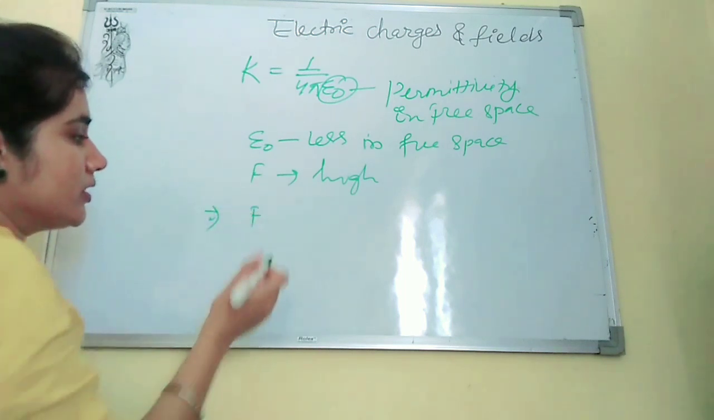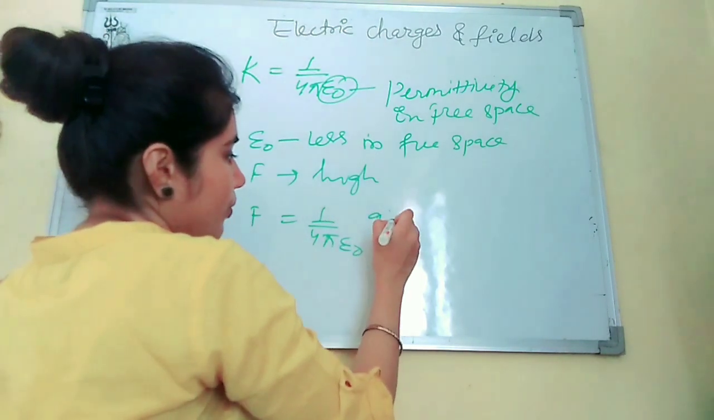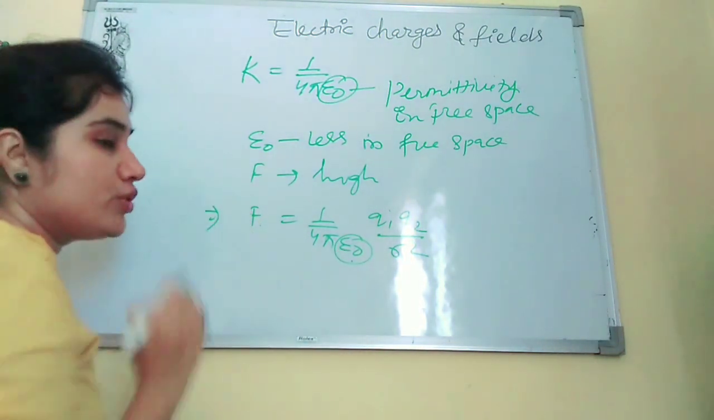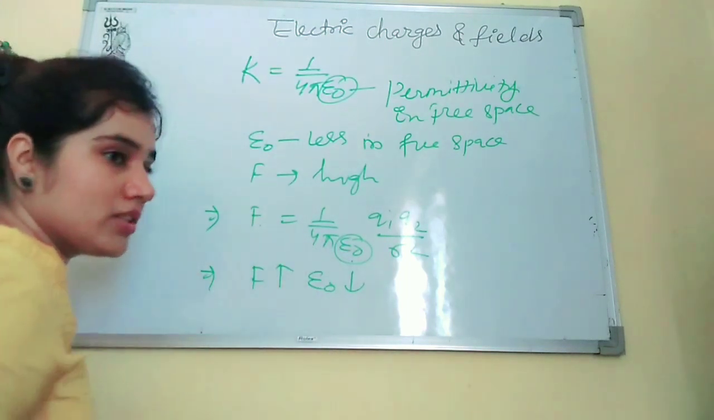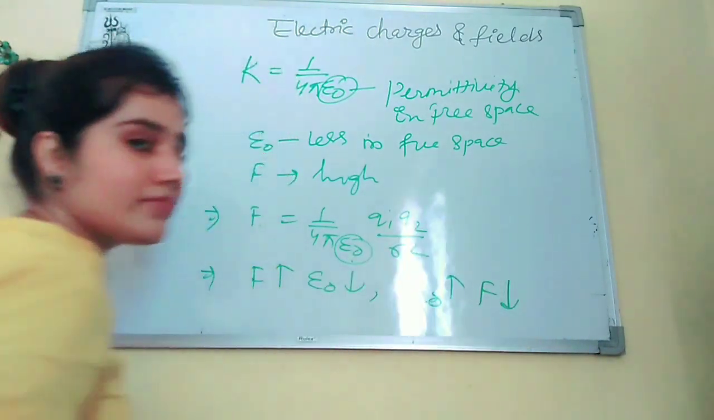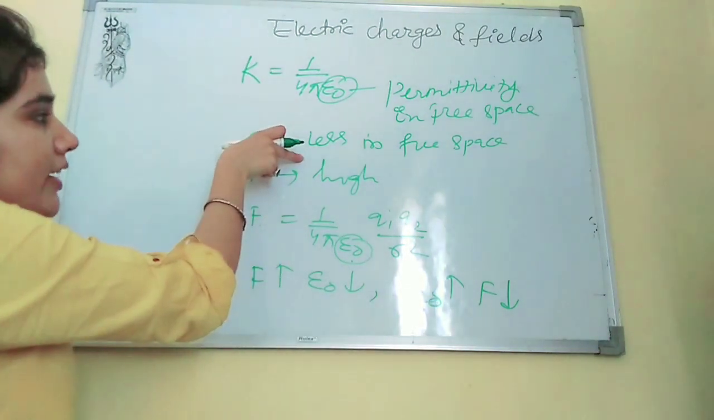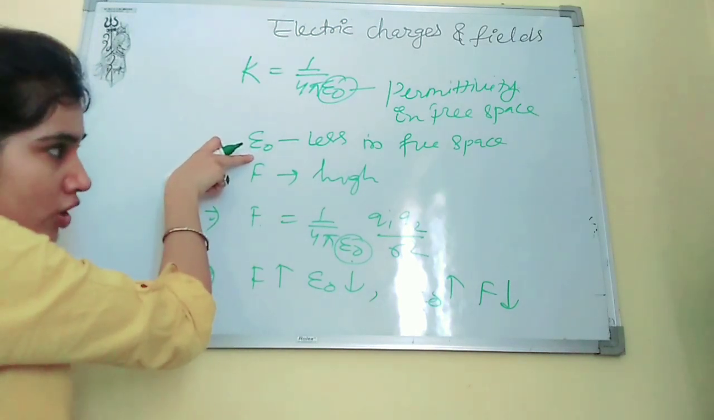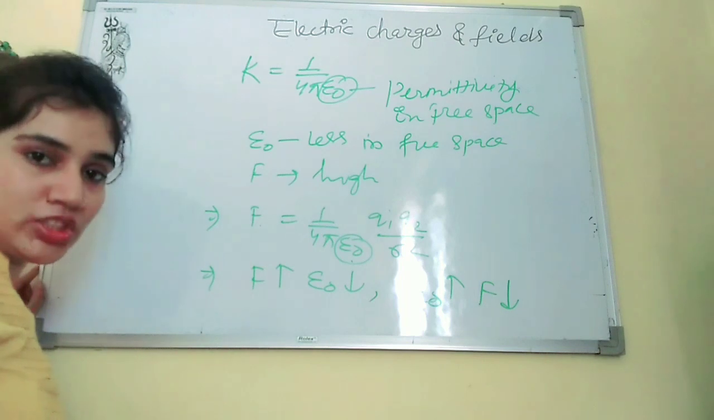And what is the relation? That is 1 by 4 pi epsilon naught, Q1 Q2 upon R square. So epsilon naught is inversely proportional to the force. If we increase the force, epsilon naught will decrease. If we increase epsilon naught, the force will decrease. They are inversely proportional to each other. So this is the permittivity in free space, epsilon naught. The value of permittivity in free space is very less because the force is very large.